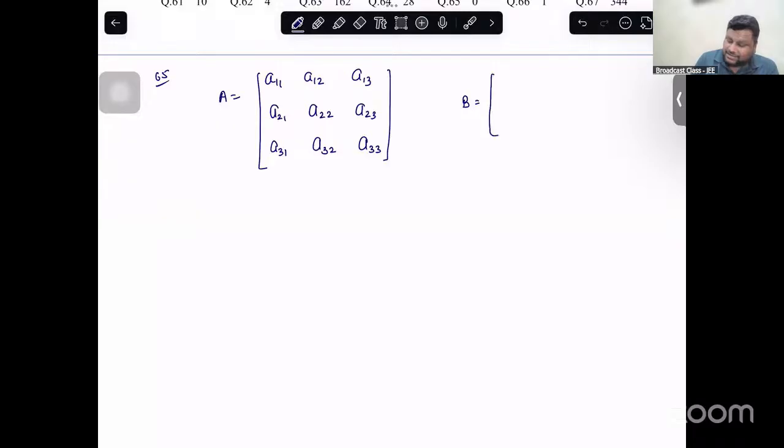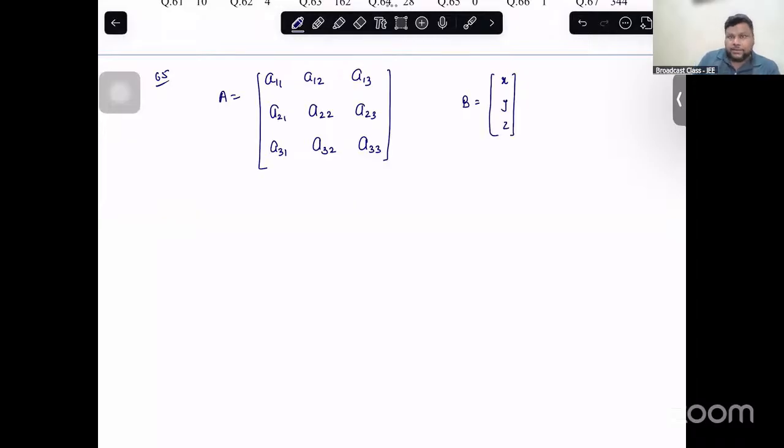Let us assume A is A11, A12, A13, A21, A22, A23, A31, A32, A33. Let us assume B is a column vector, they are saying. Let us assume this is X, Y, Z.